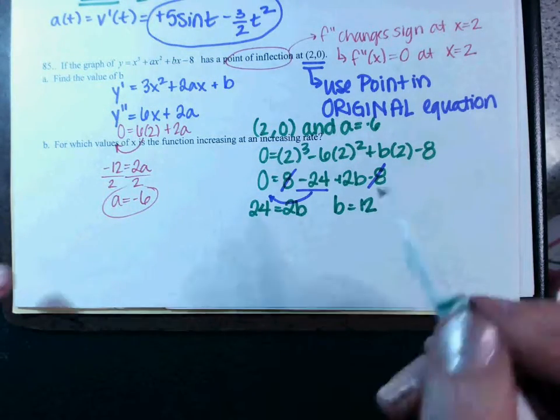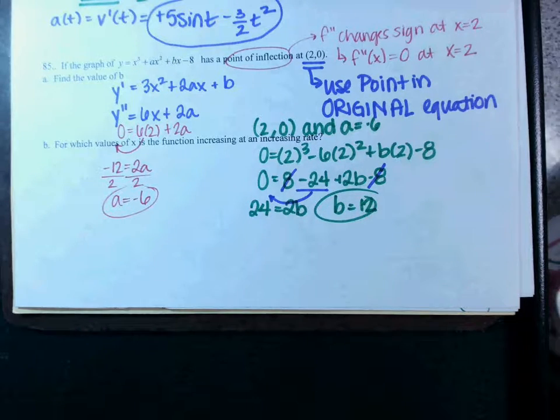Okay, so for part A, we found A, we found B, we're done. Okay, part B says, for which values of x is the function increasing at an increasing rate? They're giving you signs for the first and the second derivative. What do they both have to be? Positive and positive. So you're going to do a first and a second derivative test, and you're going to find the intervals where the graph is positive. Now remember, we know A and B now.